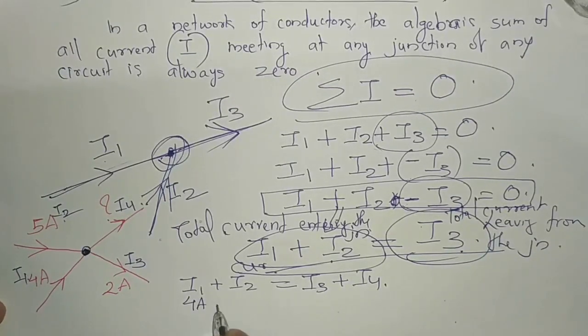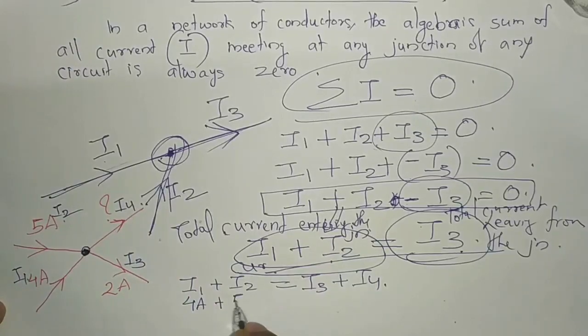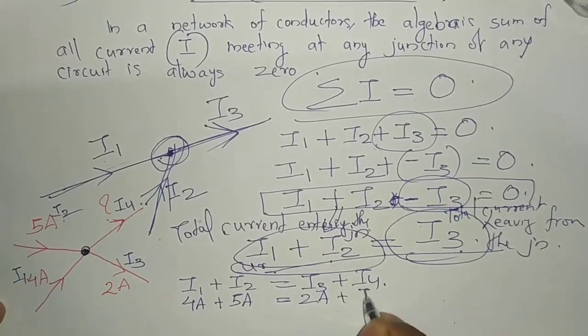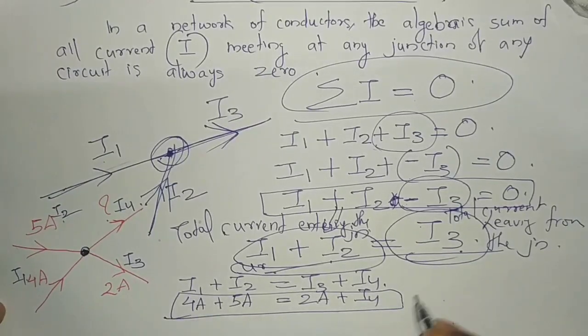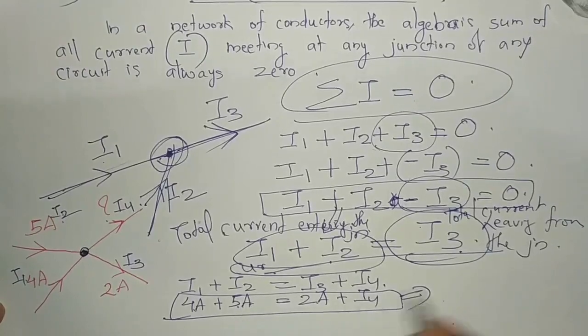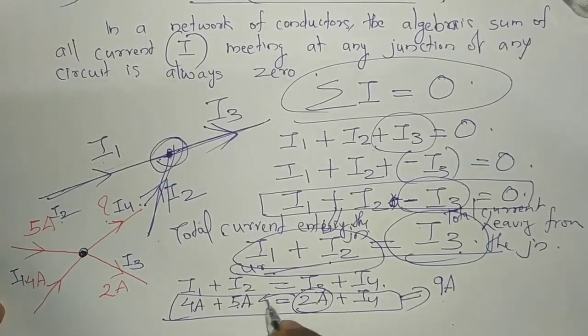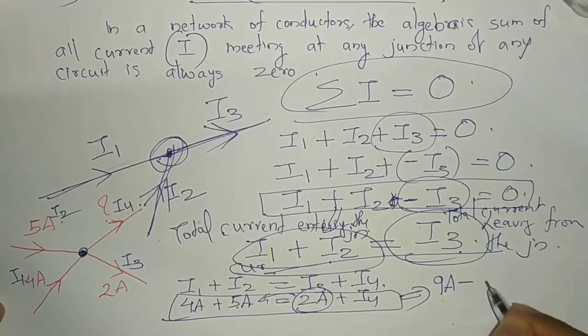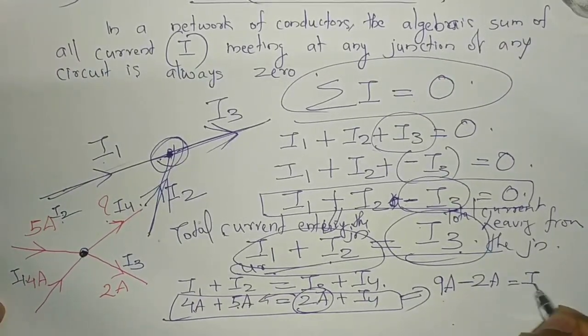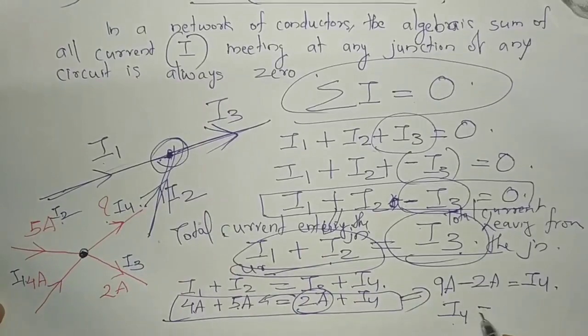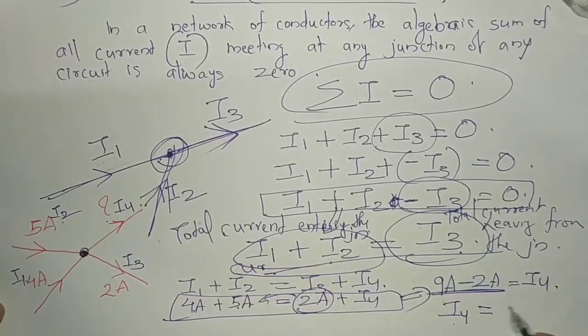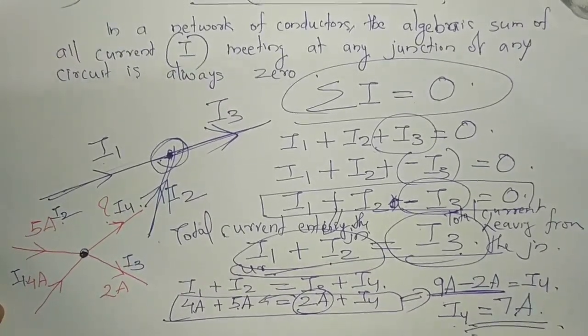So definitely 4 ampere plus I2 value, which is 5 ampere, will be equal to I3 also, which is available, 2 ampere plus I4. So how can this be solved? This one can be gone here. So 4 plus 5, it is 9 ampere. This 2 ampere will go to this side. 9 ampere minus 2 ampere will be equal to I4 value. So definitely I4 will be equal to 9 ampere minus 2 ampere. It will be 7 ampere.